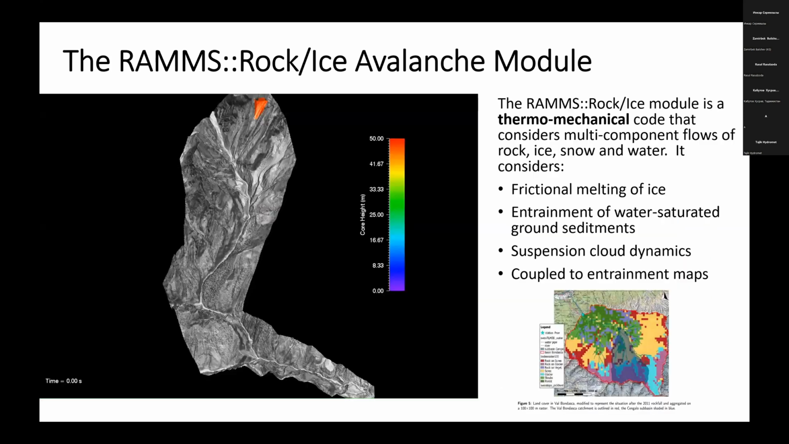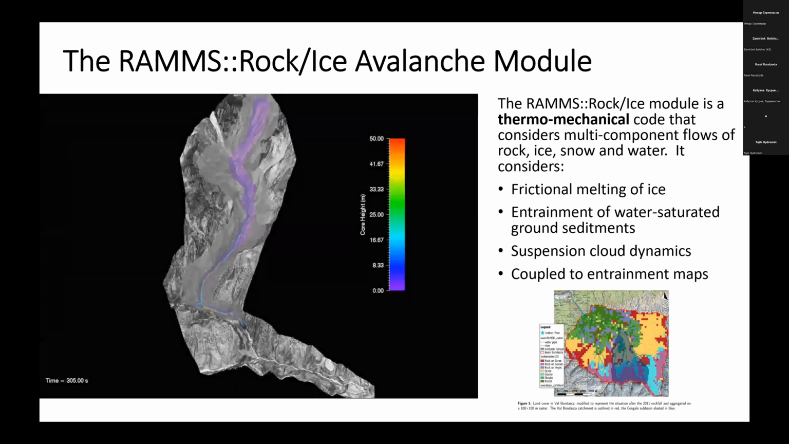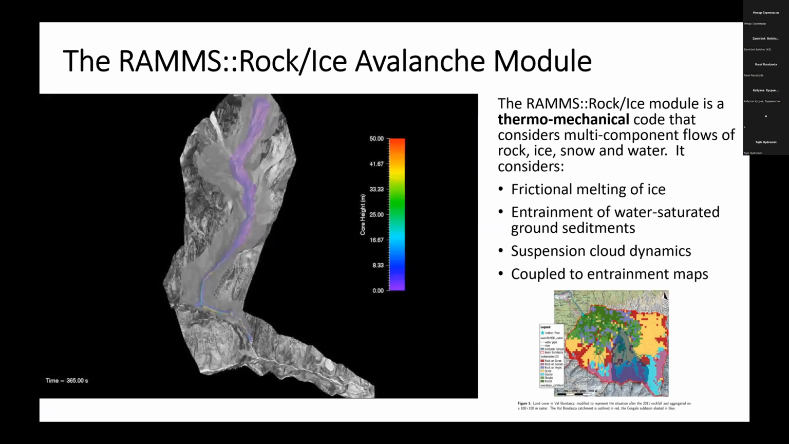For example, this is a simulation of the Chamoli rock ice avalanche. I think it's about 10 to 13, 15 kilometers long. What you're seeing is the movement of the debris flow and the formation of the powder cloud. The powder cloud is also included in the rock ice model simply because we have to. There are so many cases where damage is caused by the cloud, for example, in Langtang and different events.